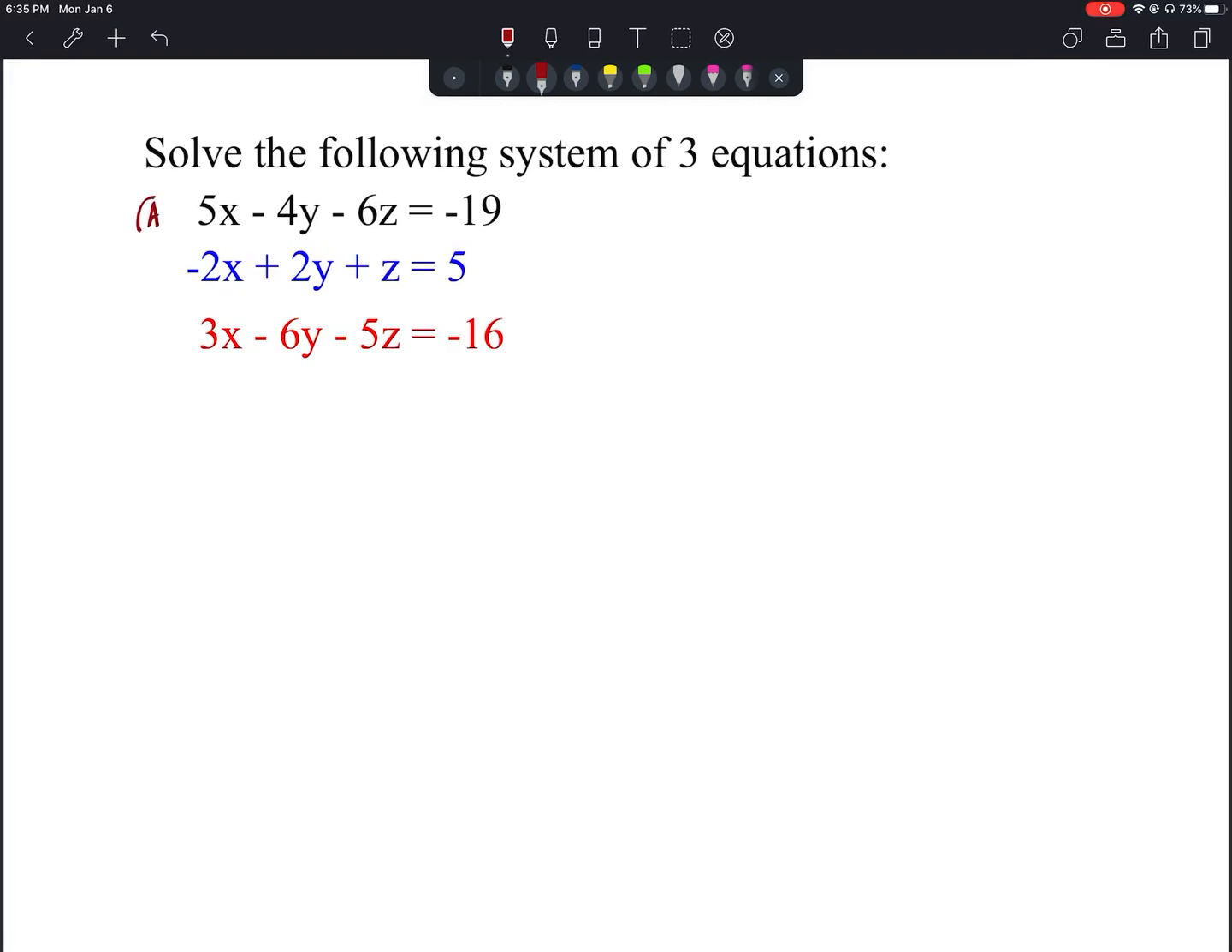I'm going to go ahead and label my equations A, B, and C. You can label them 1, 2, and 3, whatever you want to do. If you have A's, B's, and C's in your equations, then you probably don't want to call them A, B, and C.